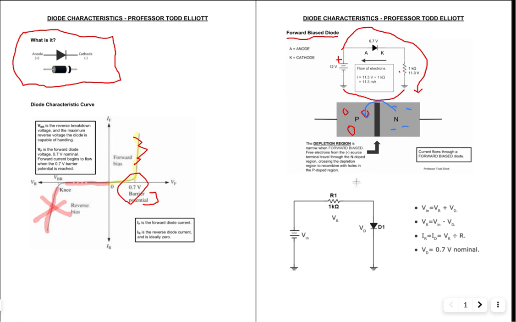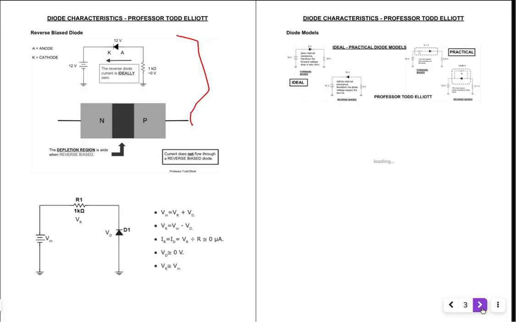Okay. So we have the same circuit. Notice I interchanged the positions between the diode and the resistor. Doesn't matter, because you're still in series. There's all the key calculations for you.